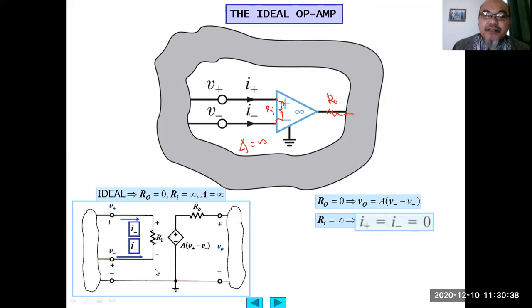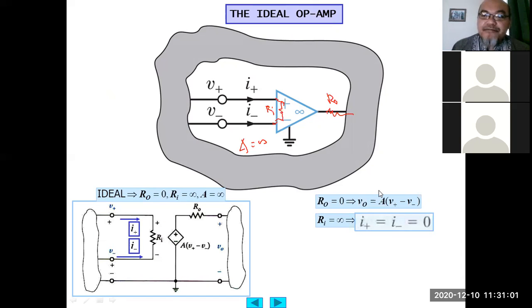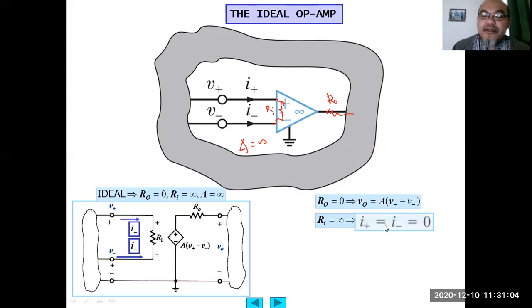If Ri is infinity, it is basically similar to an open circuit, right? It is disconnected. What does it mean? There is no current flowing through this circuit. So I plus is 0, and I minus is also 0. So in an ideal op-amp, if Ri equals infinity, I plus will be equal to I minus equals 0. No current flows through this wire into the op-amp at all.